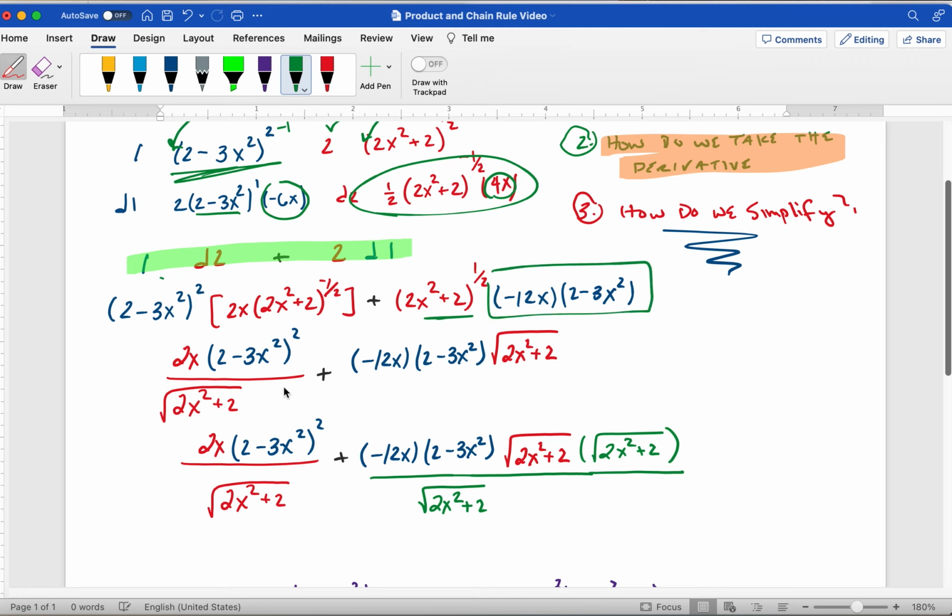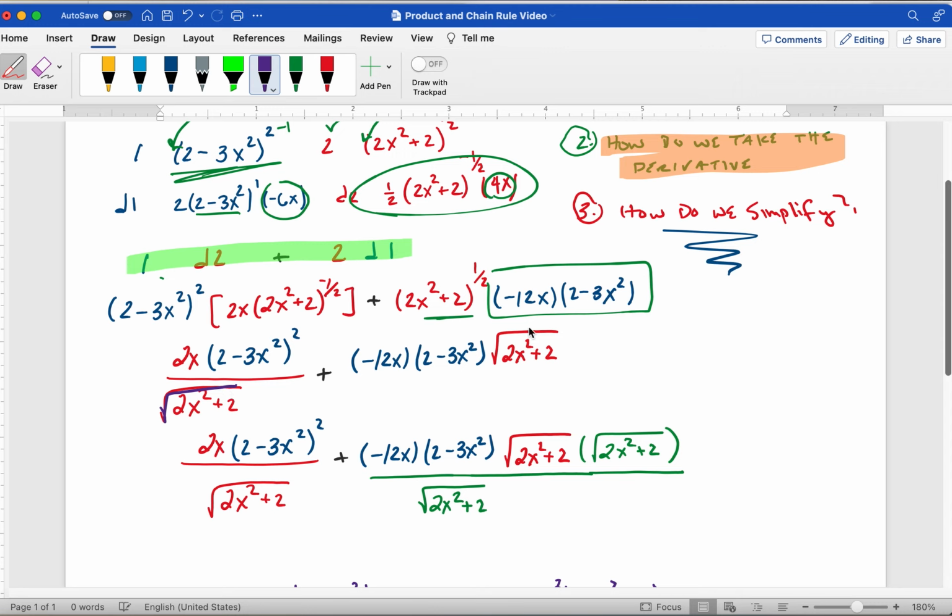Everything else, again, we're talking about how to simplify. So let's look at what I've done here. This piece of information right here becomes this stuff. So really all I did was I took that negative, that 2x squared plus 2 to the negative 1/2. I moved that to the bottom, and I replaced the negative 1/2 with the square root. So the negative moves it to the bottom, and the 1/2 makes it a square root.